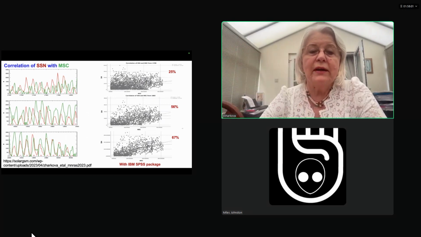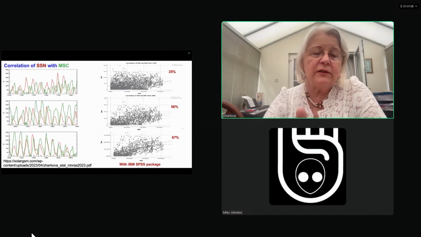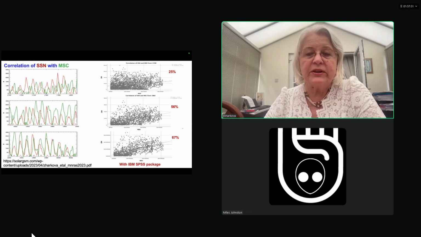So this is why the correlation slightly increased, to 56% between our data and theirs. But then in the 20th and 21st century, the correlation became 67%, which is the maximum we can get for the dipole magnetic field, because we didn't include quadrupole, octupole, and others yet. So basically, we feel that this is a good solar activity index, which can be used.